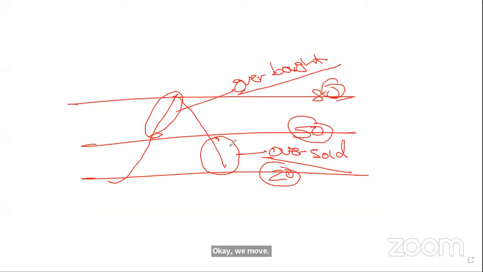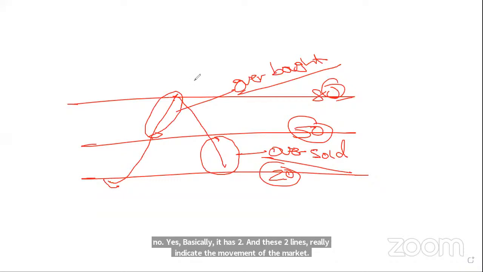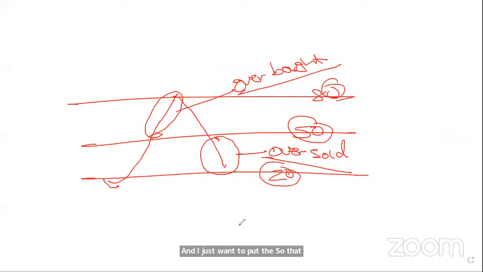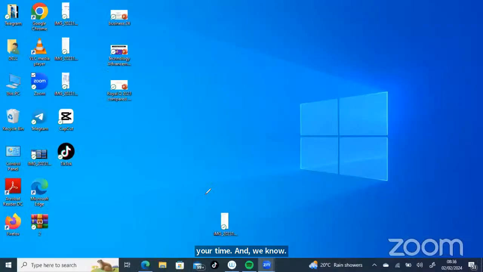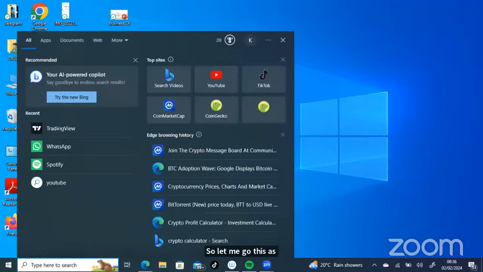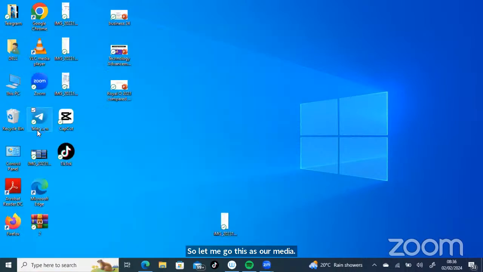Now, the stochastic RSI basically has two lines. And these two lines really indicate the movement of the market. And I just want to go to the stochastic RSI now, so that I save my time and your time. And we now move very fast. So let me go to the stochastic RSI as our major indicator to look at. Today is a Friday.